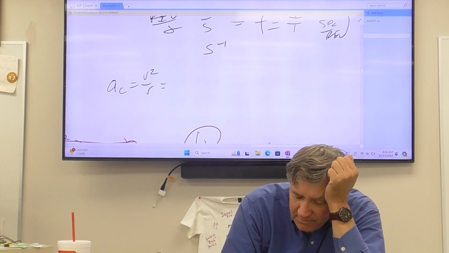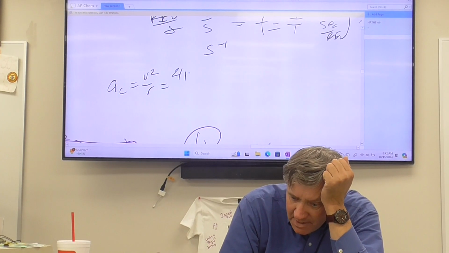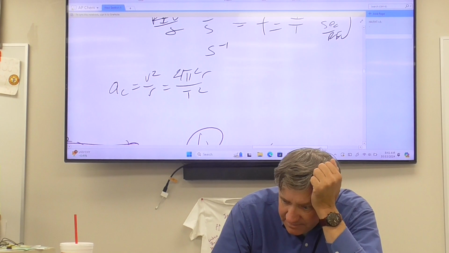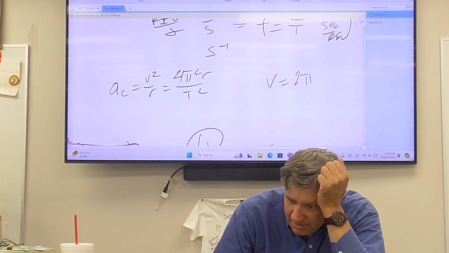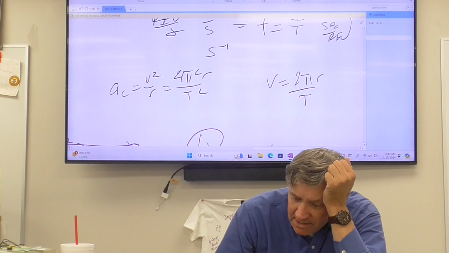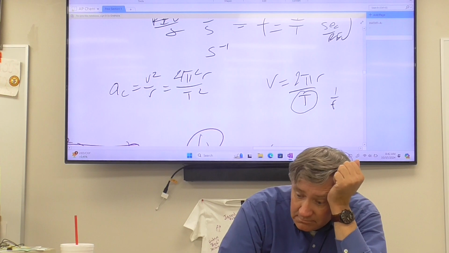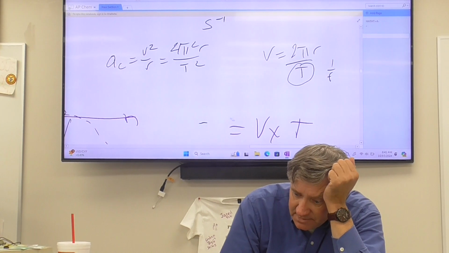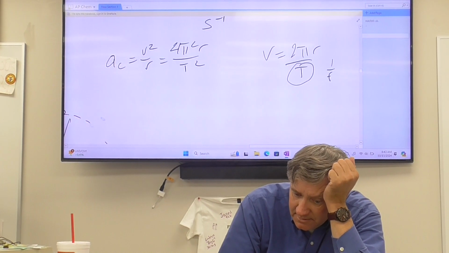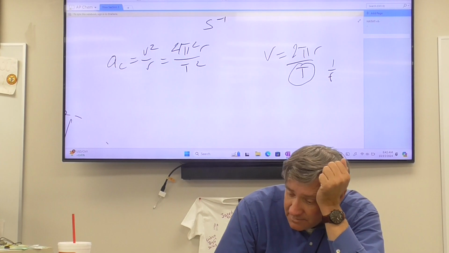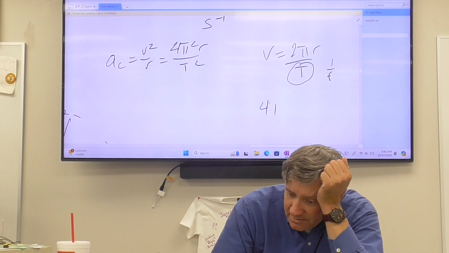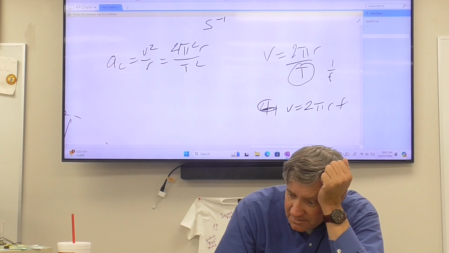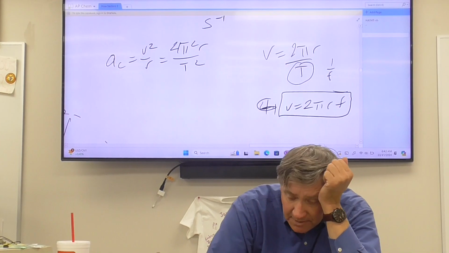was v squared over r, which is also 4 pi squared r over t squared. We said v equals 2 pi r over t. So can I come in here where there's a t and put 1 over frequency? Yes, certainly, I can do that. So if I do that, then I get 2 pi r f, or v equals 2 pi r times frequency.